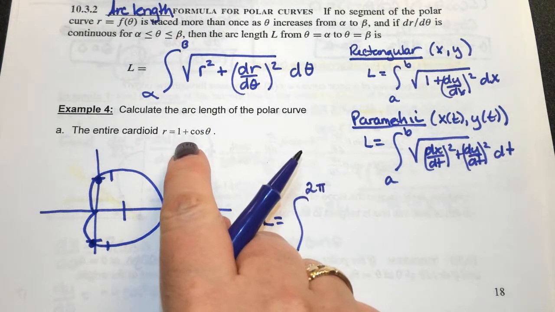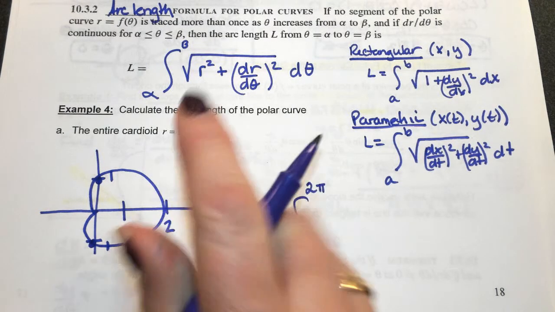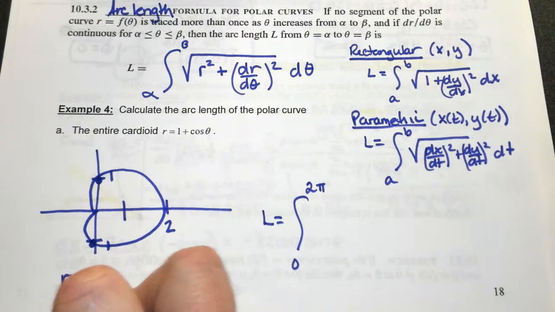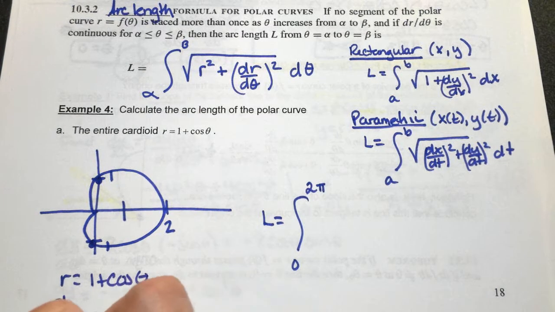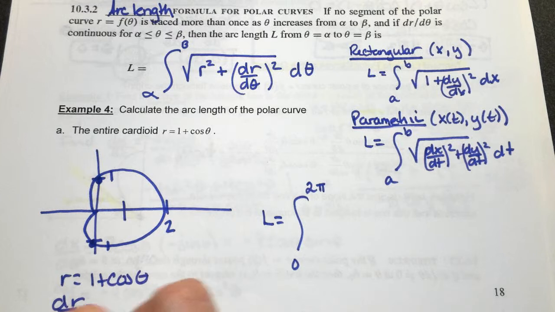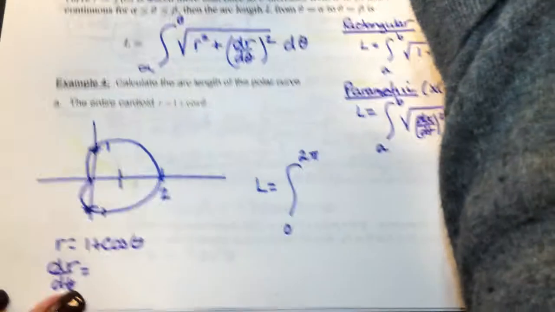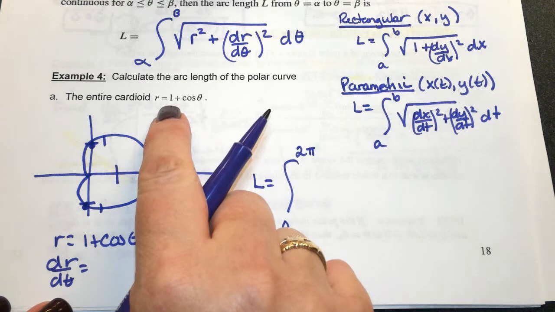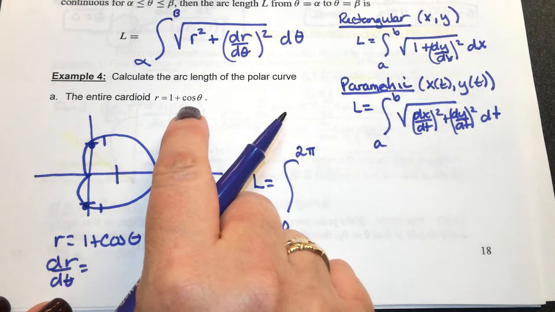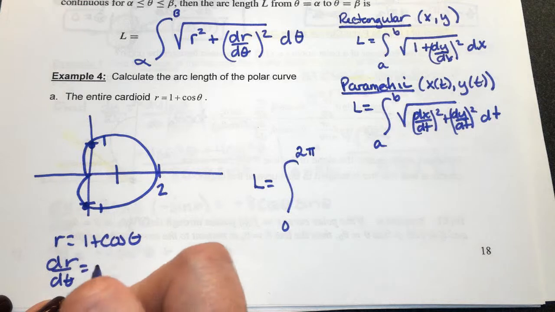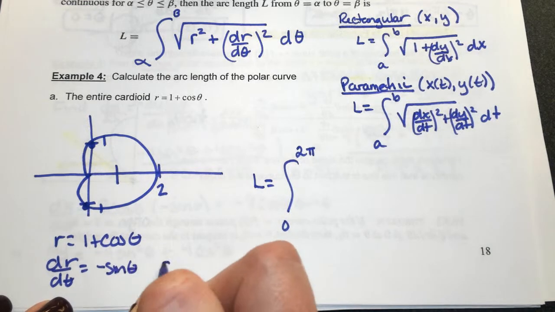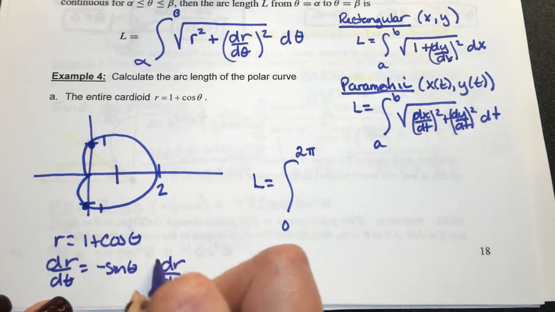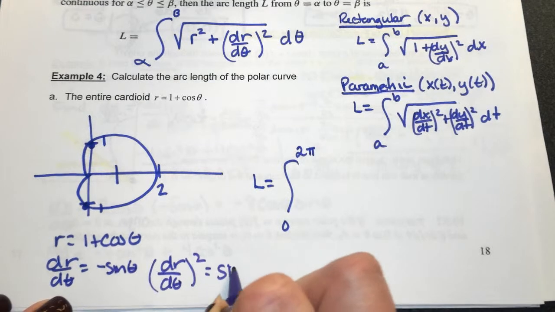So now r is obviously this equation, 1 plus cosine theta. What is your dr/d theta going to be equal to? What's the derivative of 1? The derivative of 1 is 0. The derivative of cosine is negative sine. So then (dr/d theta) squared is just going to be sine squared theta.